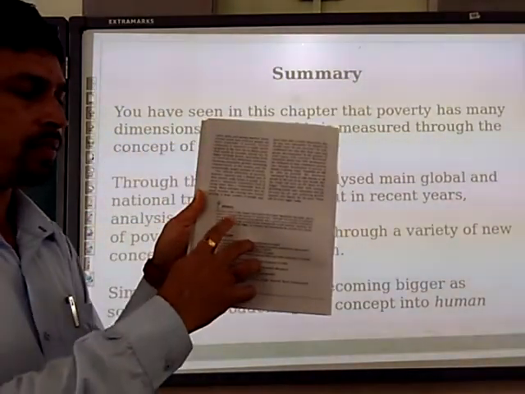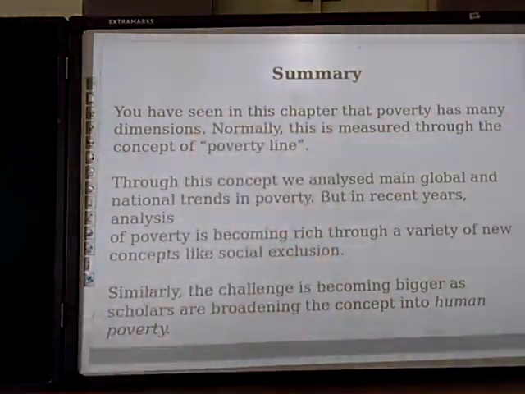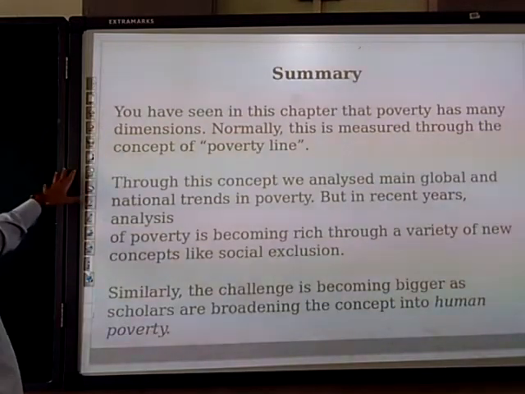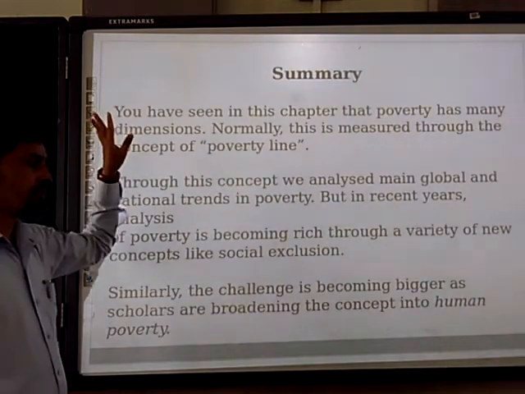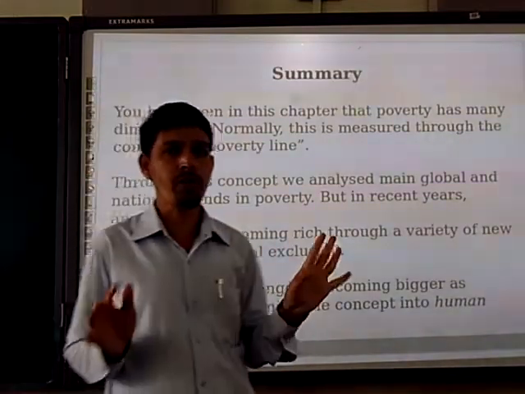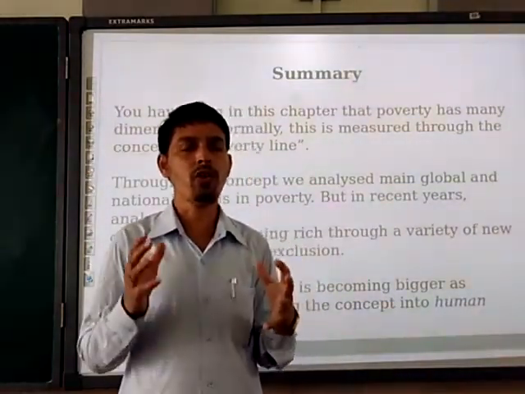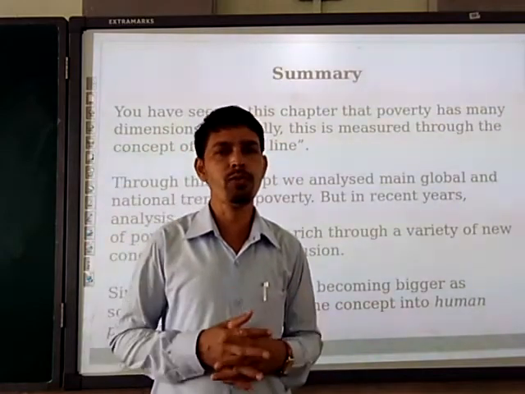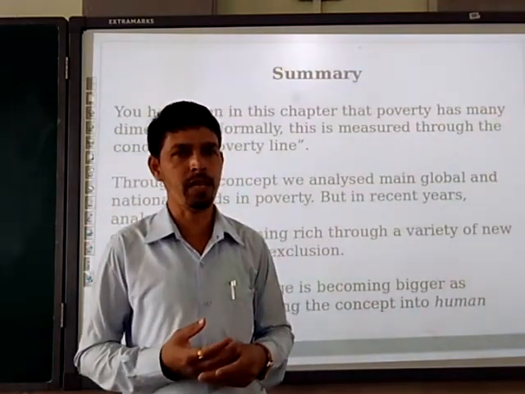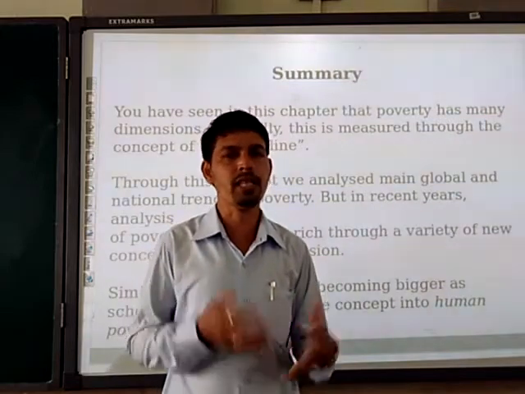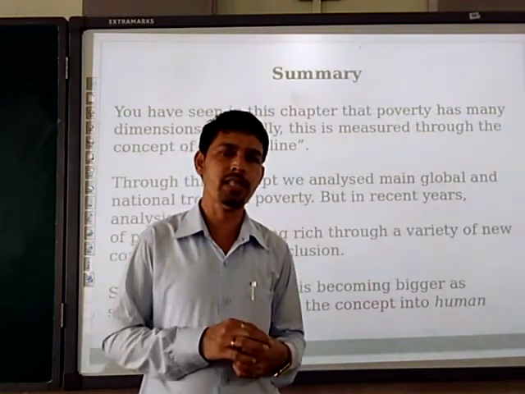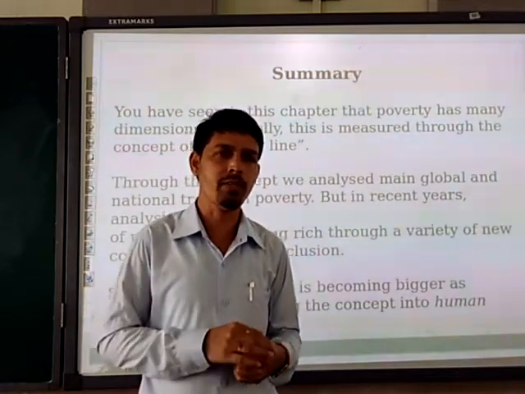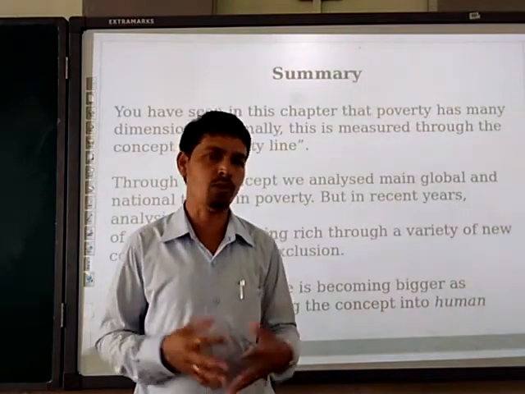Here is the summary. So, you have seen in this chapter that poverty has many dimensions. Normally it is measured through the concept of the poverty line. Today we are stopping here. We have seen the causes of poverty, and in addition how to reduce poverty. The government is taking a number of steps by launching different schemes, policies and programs to reduce it. Your job is to write about each and every policy and program, and research in which year it was launched, what the aim of that scheme is, and so on.